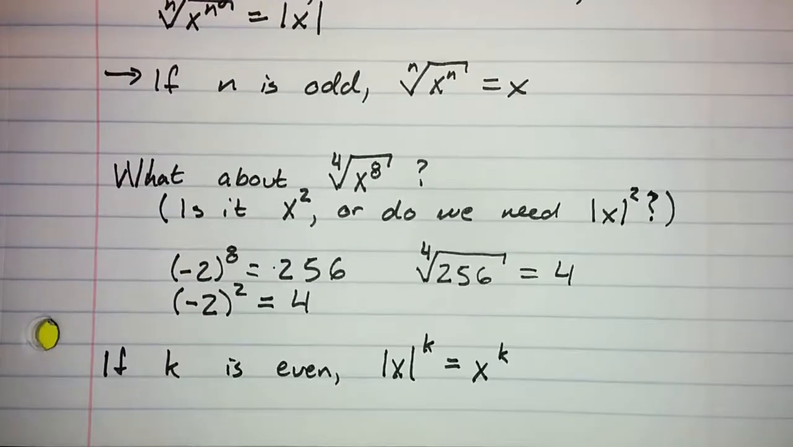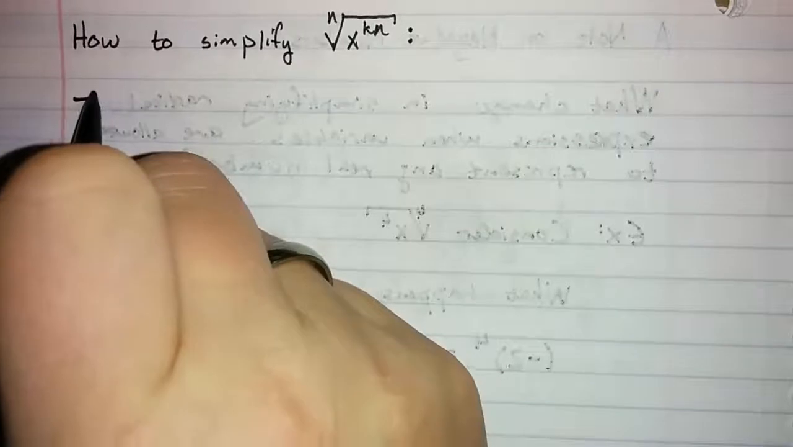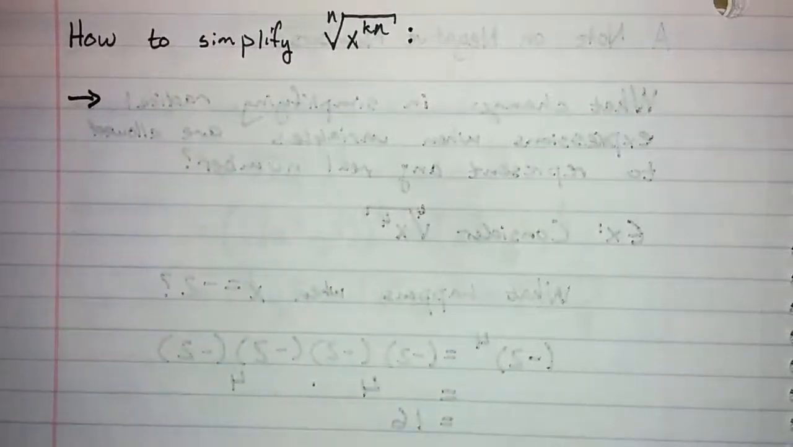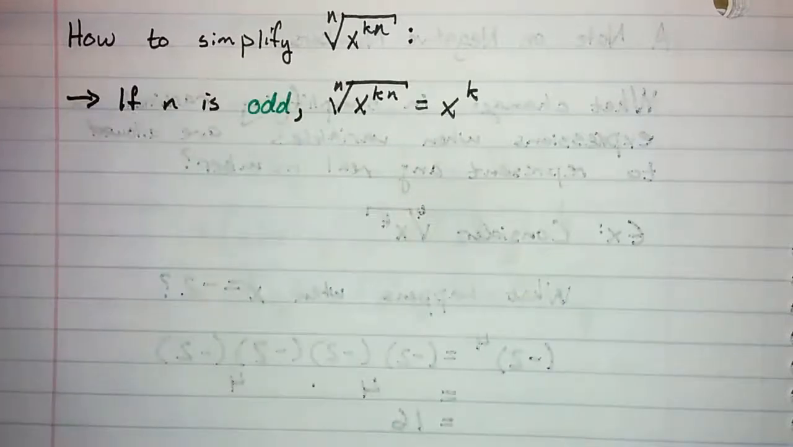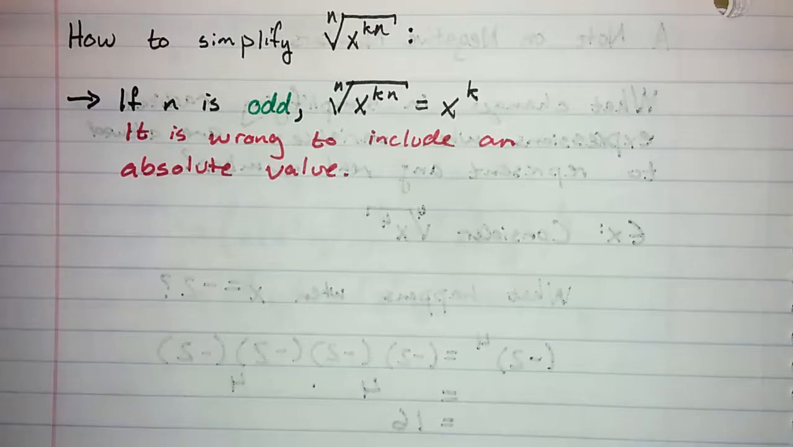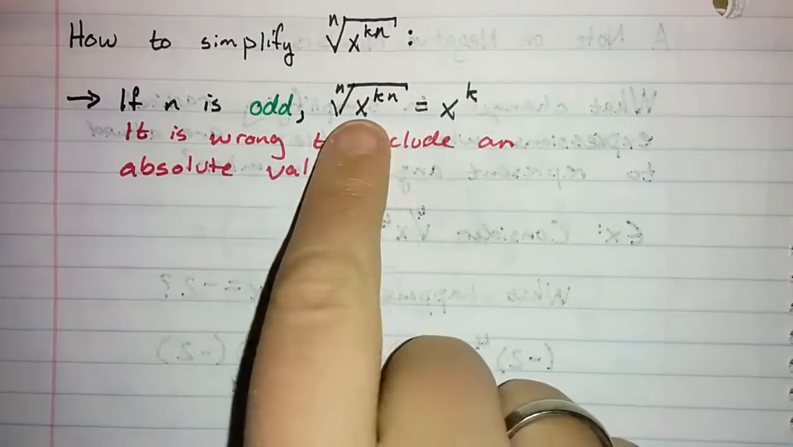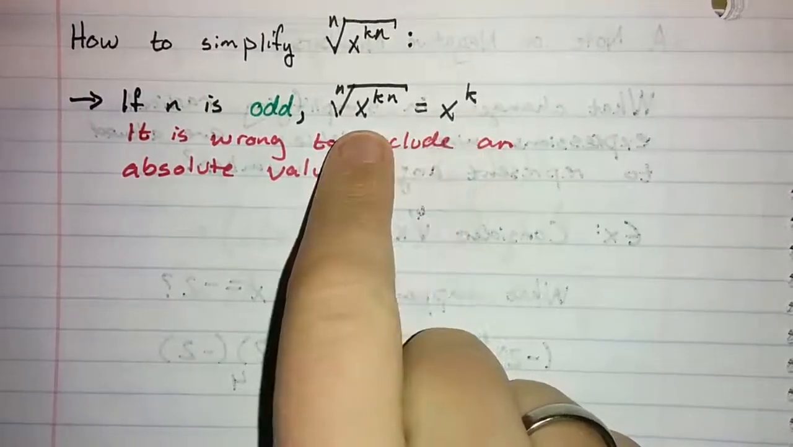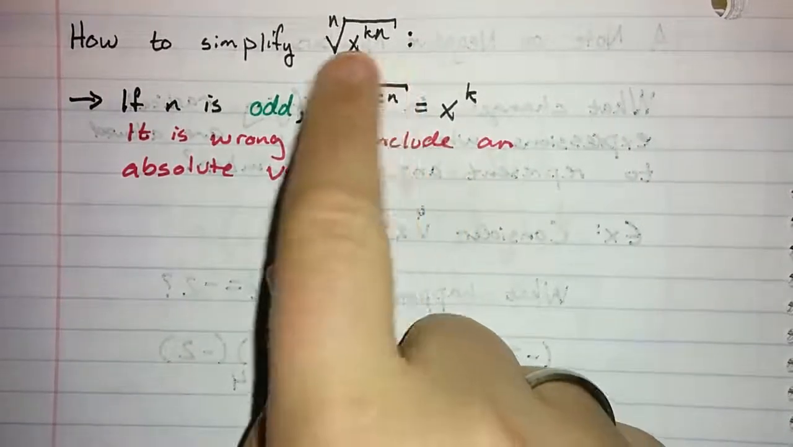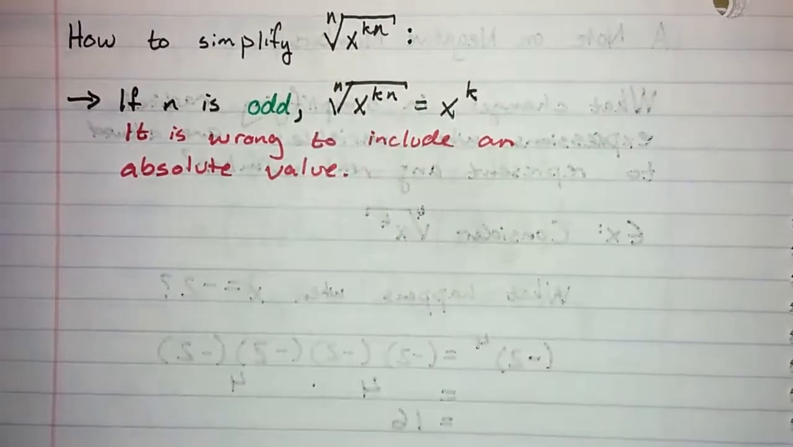How do we simplify the nth root of x to not just the n, but to the k times n? Well, if n is odd, then there's no complication. The nth root of x to the k times n is just x to the k. In this case, it would be wrong to include an absolute value, because if k is also an odd number, then if x is negative, this whole thing will be negative.